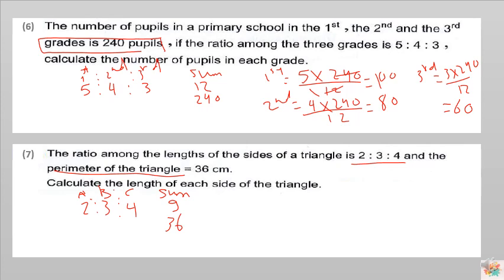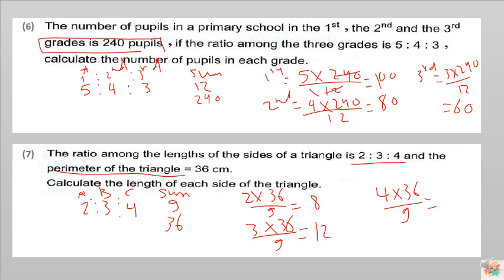And under it put 36. Then we can find the length of each one of them, that we will do 2 by 36 over 9, 3 by 36 over 9, and 4 times 36 over 9. حبايبي طبعا يقدروا يطلعوا الانسر بكل سهولة.